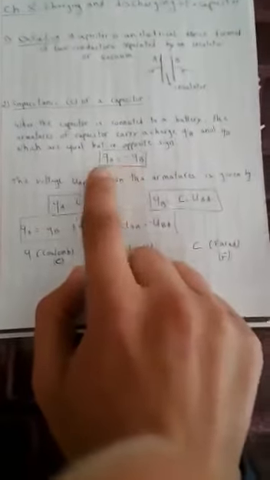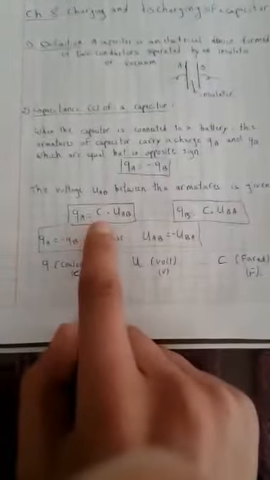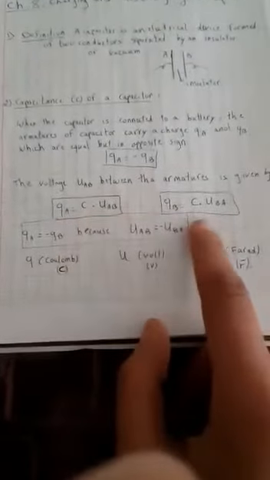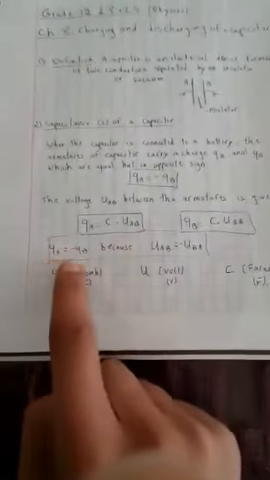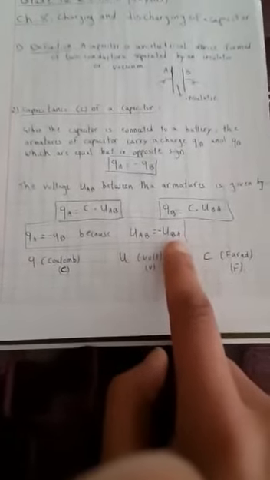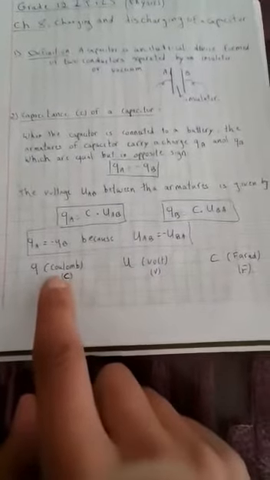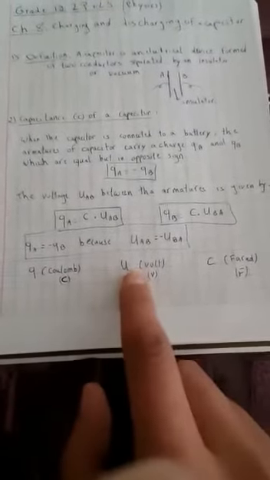Why is the charge opposite? QA equals C times UAB and QB equals C times UBA. QB equals minus QA because UAB equals minus UBA. Okay, same value but different sign. Q in coulomb C, U in volt V, with C in farad F.